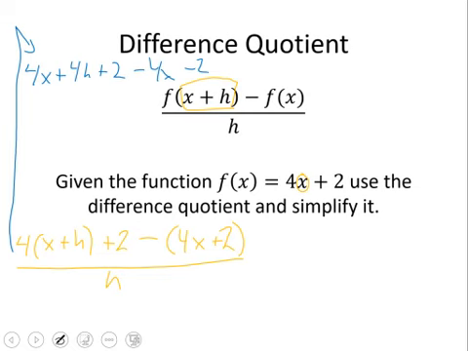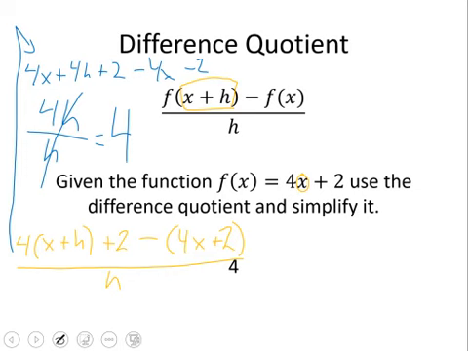We end up with 4h all over h. When reduced, we end up with 4. So our difference quotient, when we simplify this, ends up being 4. Okay, now what's the slope of this line? f of x is equal to 4x plus 2. The slope is 4. And this equation is helping us find the slope of functions.